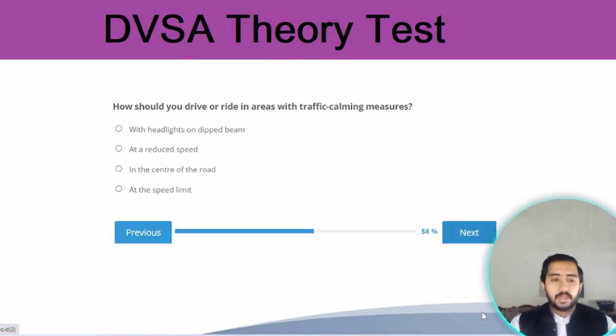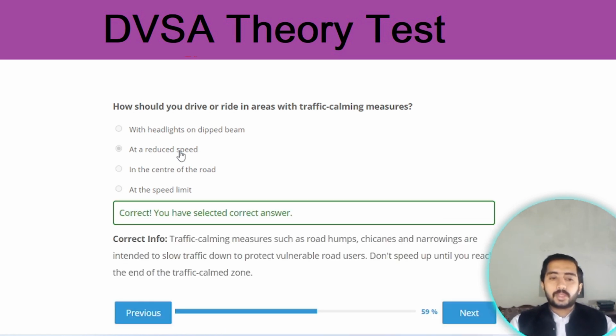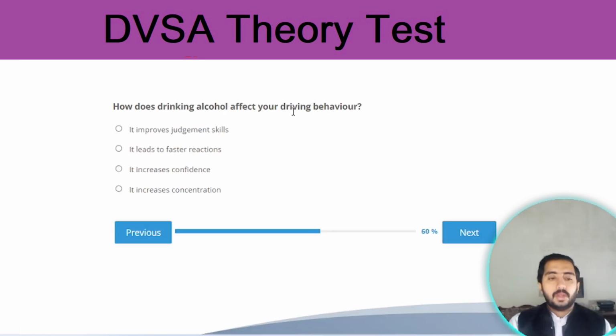Next question. How should you drive or ride in areas with traffic calming measures? The correct option is at a reduced speed. At a reduced speed, the driver should ride in areas with traffic calming measures. Next one. Our next question is how does drinking alcohol affect your driving behavior? Actually, drinking alcohol will increase your confidence in driving. Option C is the correct one.